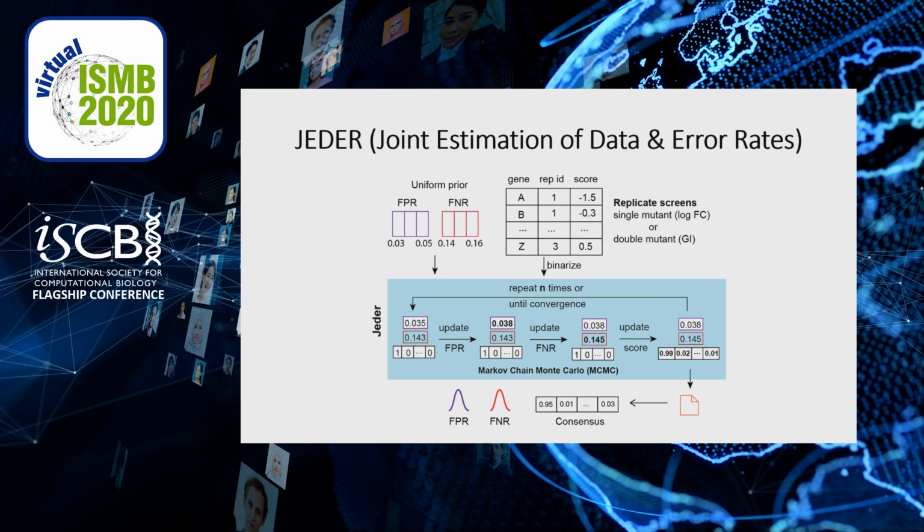Here we introduce JITTER, joint estimation of data and error rates, that given a set of replicate genetic screens, computes a maximum likelihood estimate of the false positive rate or FPR, false negative rate or FNR, along with the consensus data profile that accounts for these error rates and all replicate observations. JITTER takes as input a set of quantitative replicated screens and a set of priors for FPR and FNR. It then uses a Markov chain Monte Carlo or MCMC-based approach to jointly estimate FPR, FNR, and derive a consensus posterior probability profile on the observed phenotypic effects.